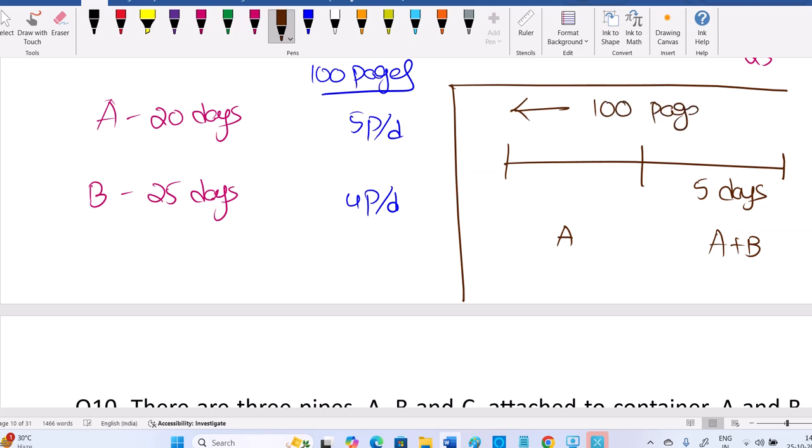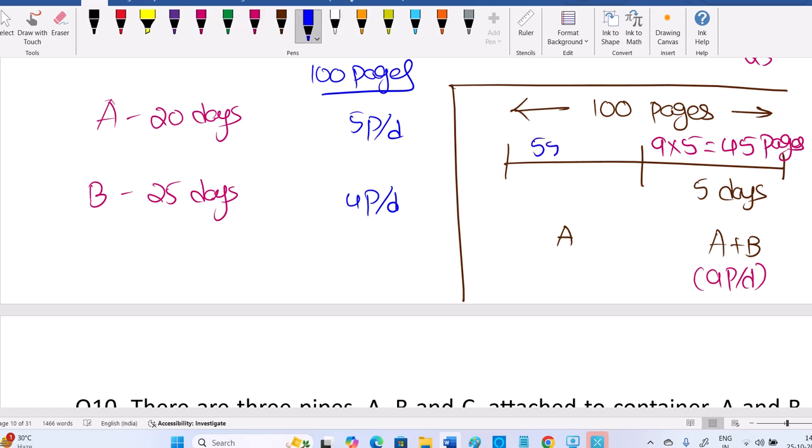Now if A plus B are working together, A can type 5 pages per day, B can type 4. 9 pages they can type per day, right? How many days are there? 5 days. 9 into 5, 45 pages are typed. Now what is the remaining work?